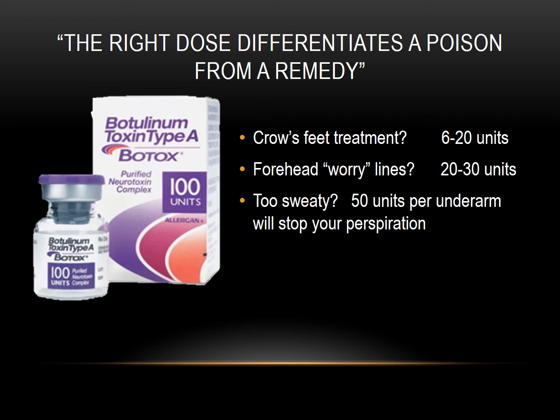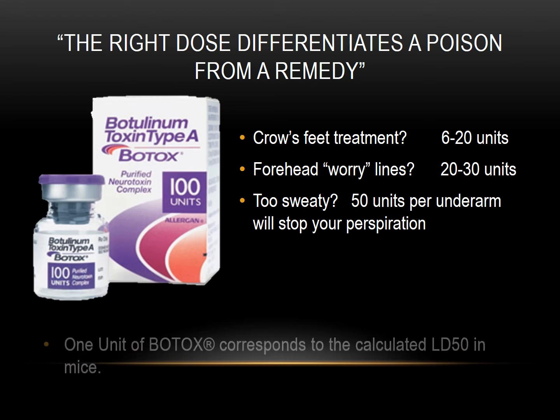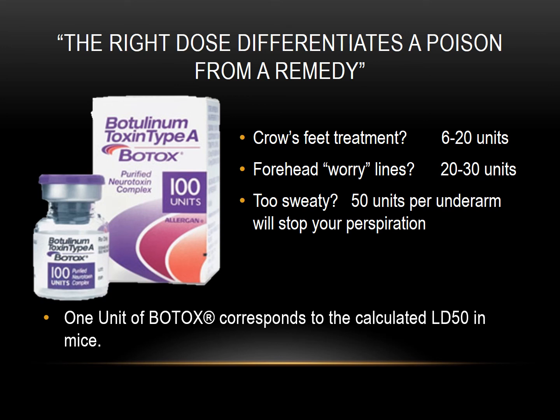And unbelievably, if you're too sweaty, an injection of 50 units of Botox underneath each of your underarms is sufficient to stop your perspiration. And out of curiosity, I looked at the instructions for Botox that's provided with each of these boxes, and 1 unit of Botox corresponds to the calculated LD50 in mice. Now that you know what the LD50 is and you know about dose response curves, you can recognize that just 1 single unit of Botox is enough to kill 50 out of a population of 100 test mice in the lab. So that's quite a lot of toxin that's being used to paralyze the muscles underneath your skin to get rid of all of those wrinkles.